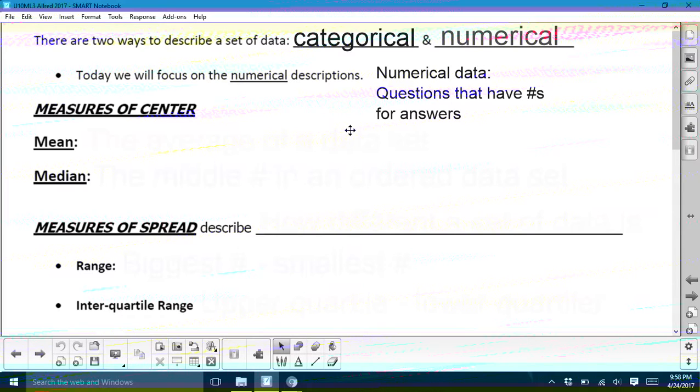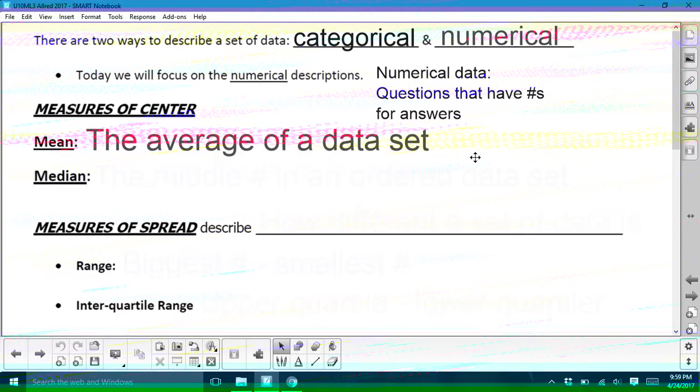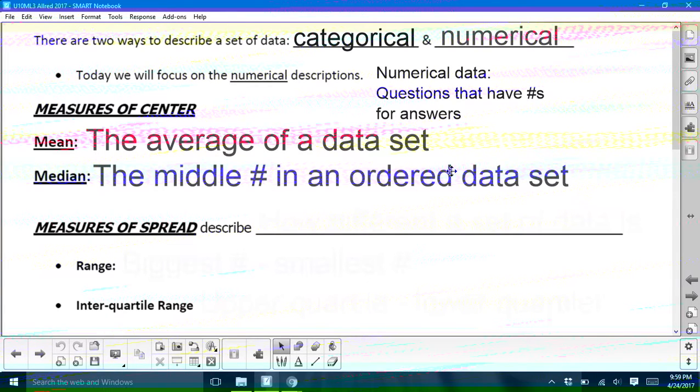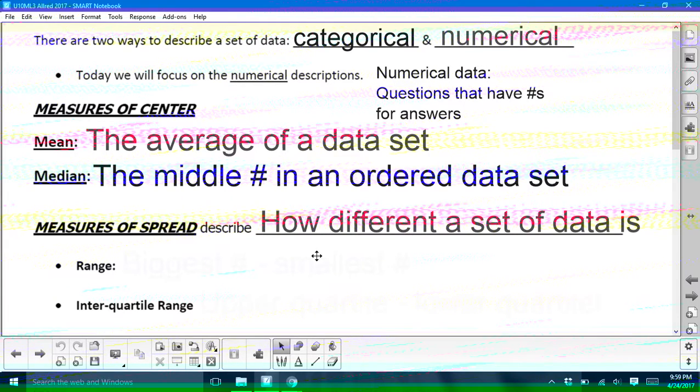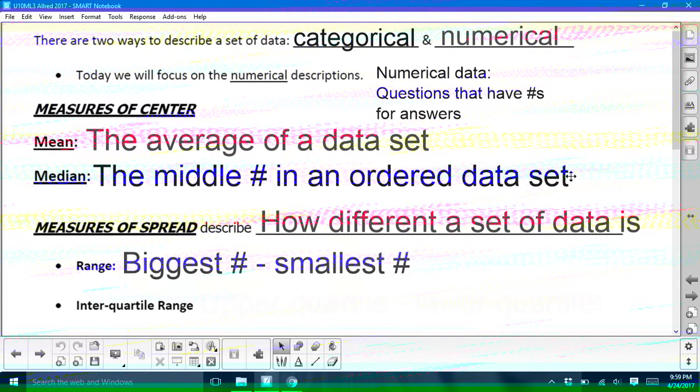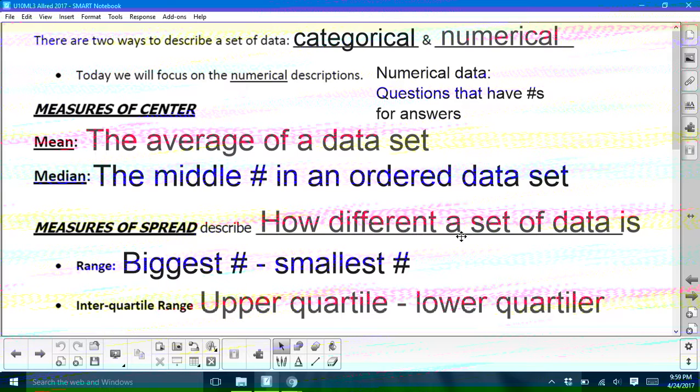When you have that data set, you can find the mean. That's the average of that data set. You could even find the median, that's the middle number in an ordered data set. Those are measures of center. Measures of spread describe how different a set of data is. The range is the biggest number minus the smallest number, and our quartile range is the upper quartile minus the lower quartile. These are all things we talked about before. We talked about measures of center one day in mini lesson 1. We talked about measures of spread the second day in mini lesson 2.